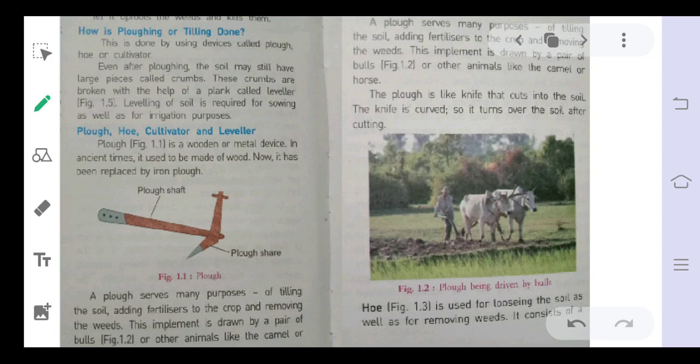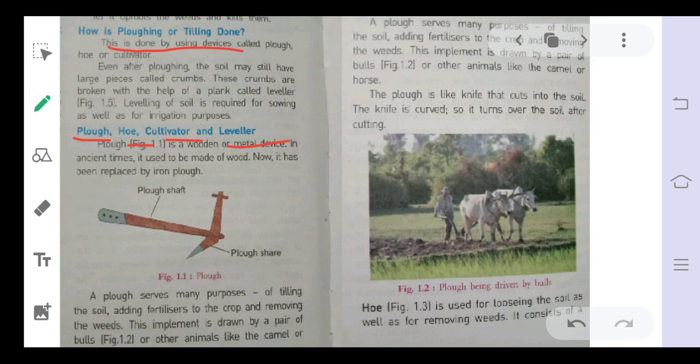And how is this done? By plowing or tilling. So how is this plowing and tilling done? In recent times, it is done with the plow, hoe, cultivator and leveler. These are the different agricultural equipments that are used for tilling or plowing the soil and loosening the soil.